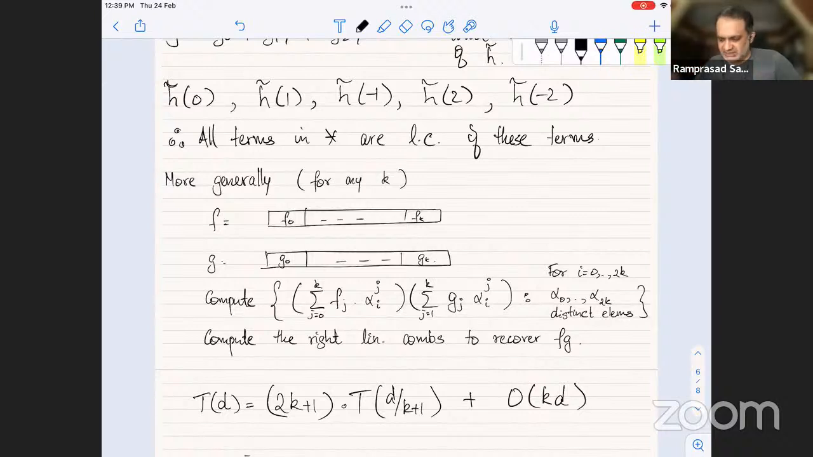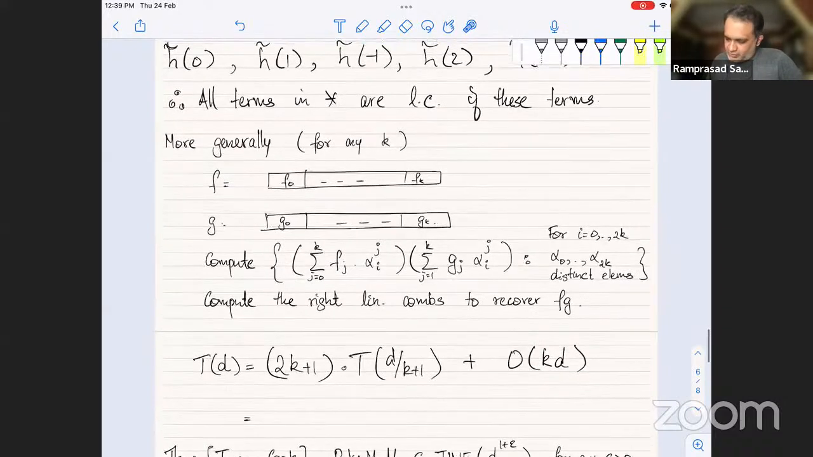Okay, just to instantiate things, if k was equal to 1, then you basically get 3 times T of d by 2 plus order d, which is Karatsuba. If k was equal to 2, then you get 5 times T of d by 3 plus order d. And if you compute what this is, you end up with some function of k.